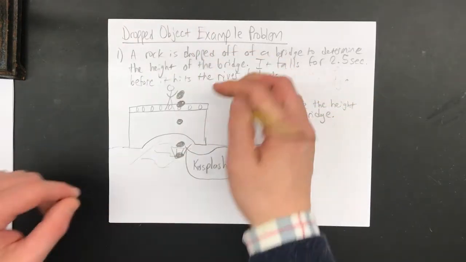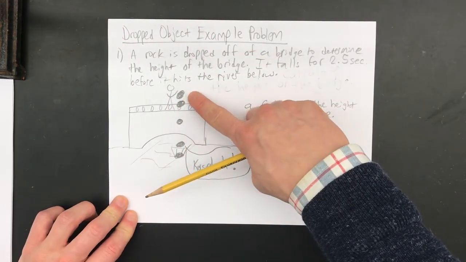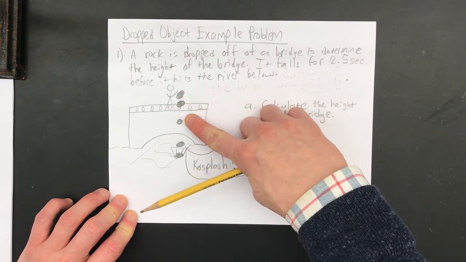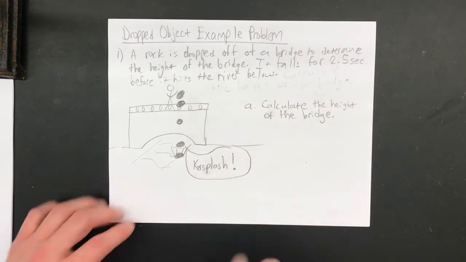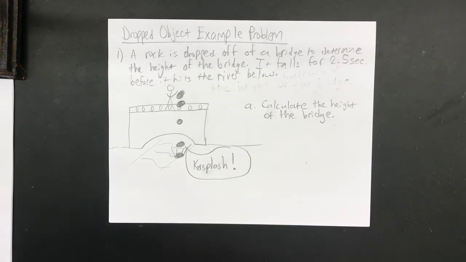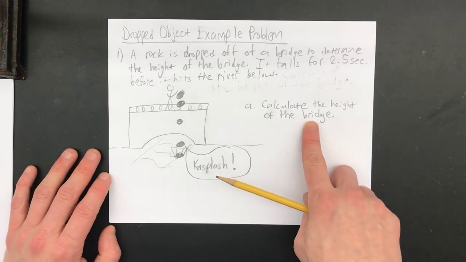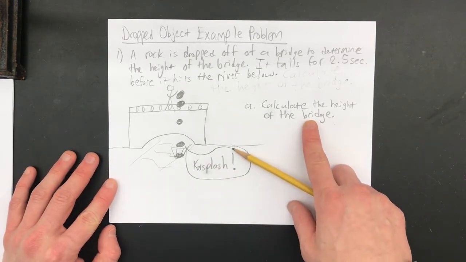And here's our diagram. You can see that the rock starts moving slowly with small spacing. The spacing gets larger and larger until it hits the water below and makes a kersplash sound. And what I want you to do is calculate the height of the bridge. That's the first thing we want to look at, okay?